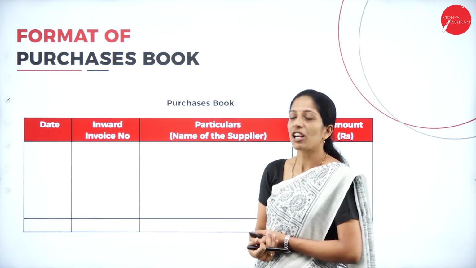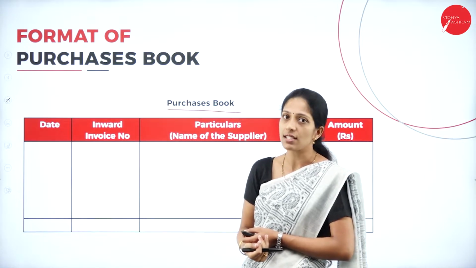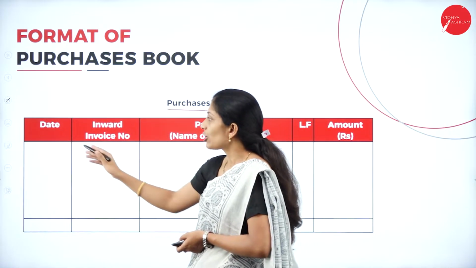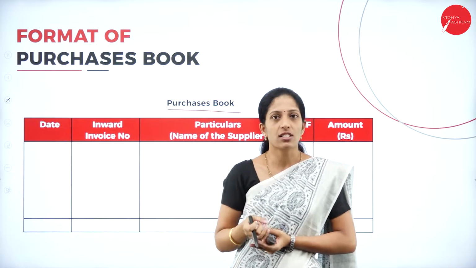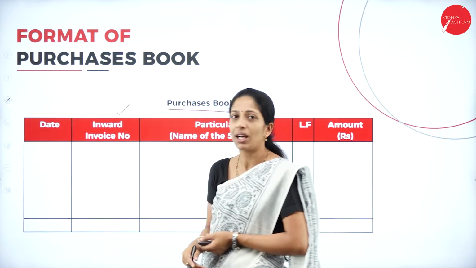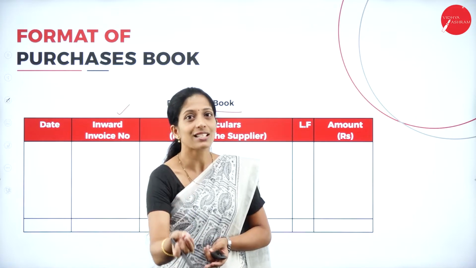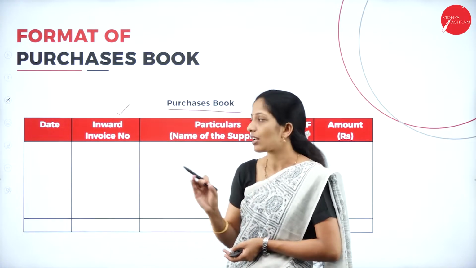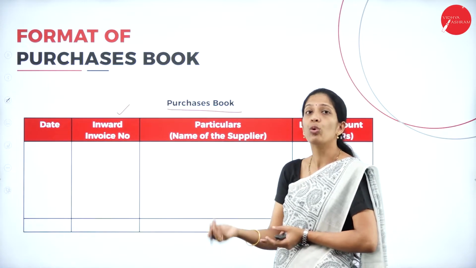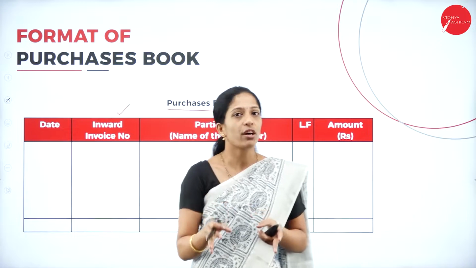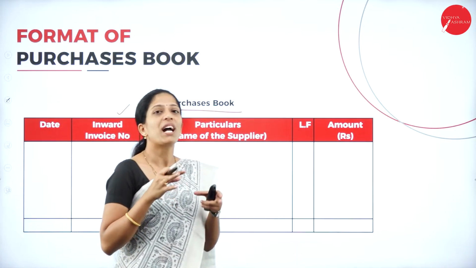Now let us see the format of the purchase book. First you have to write the heading, purchases book or purchases journal. Now what is the format? You will have a date column, inward invoice number. How to remember this inward invoice number? When you purchase goods, what comes to the business? Goods. So it is coming in. So inward invoice number, and in particulars you will write the name of the supplier from whom we have purchased. Next, ledger folio column, and you will have an amount column. So this is a simple format of the purchase book.